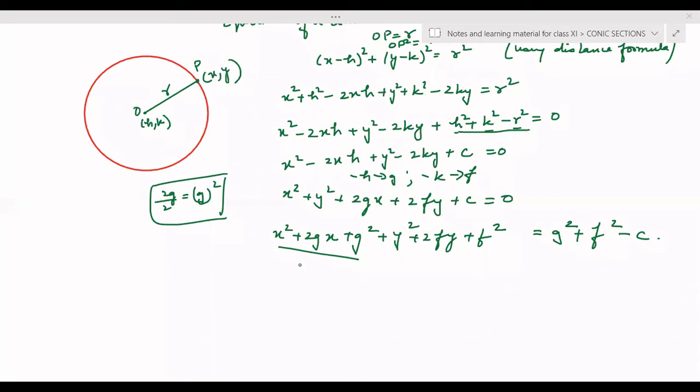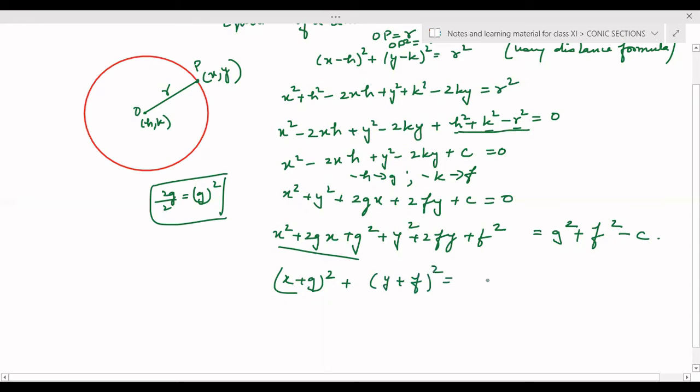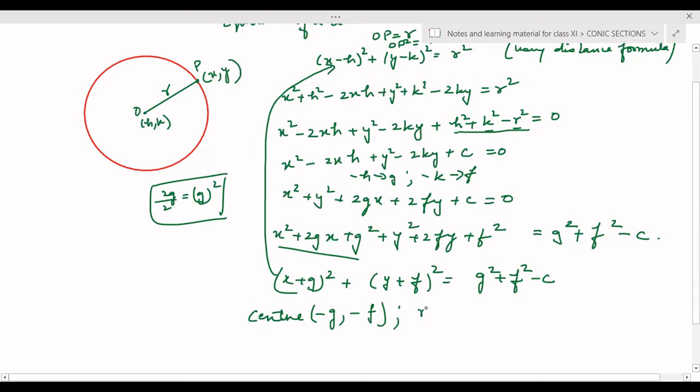So these first three terms become (x plus g) whole square. And this term becomes (y plus f) whole squared value. And this becomes g square plus f square minus c. Comparing with the general equation in this form, which has been taken by using the distance formula, it becomes my center as minus g and minus f. And my radius becomes the root of g square plus f square minus c.